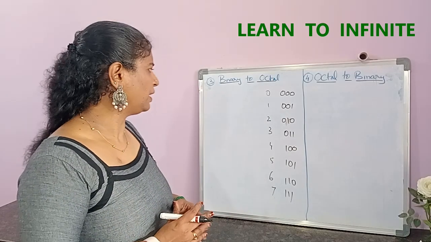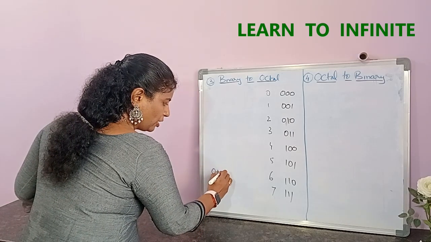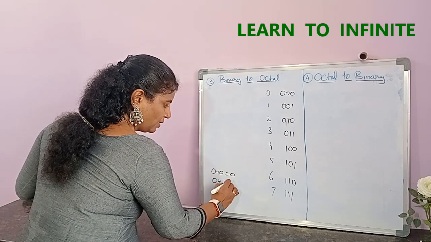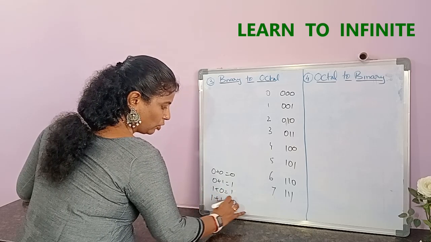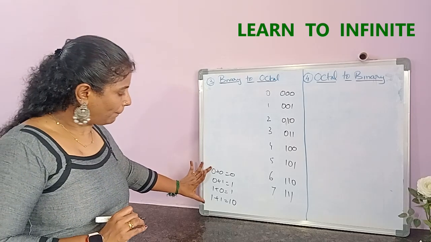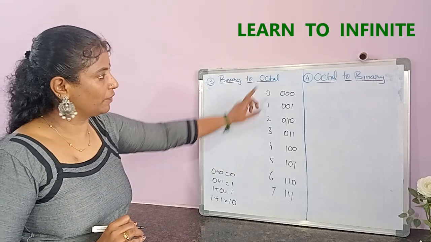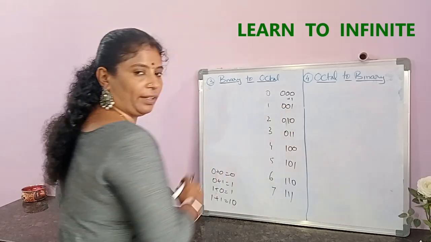I think everyone would be familiar. So the binary addition works like this: 0 plus 0 is 0, 0 plus 1 is 1, 1 plus 0 is 1, and 1 plus 1 is 10, and it is not 2. So this is what binary addition is. Okay, so applying this formula, when you see 0 plus 1, it will be 001.